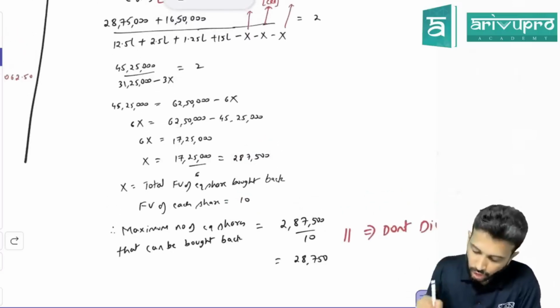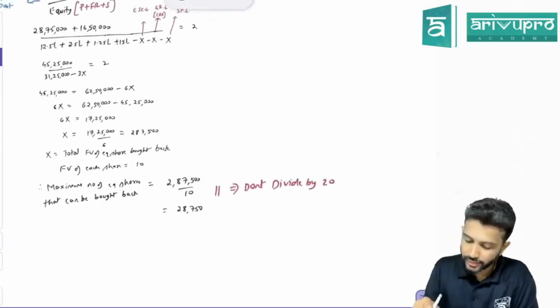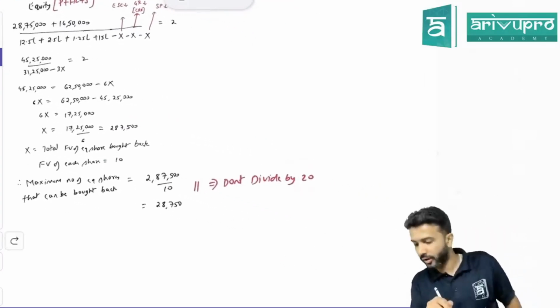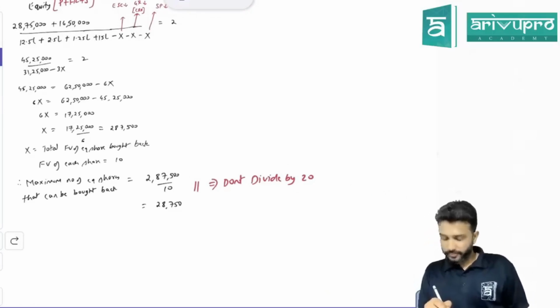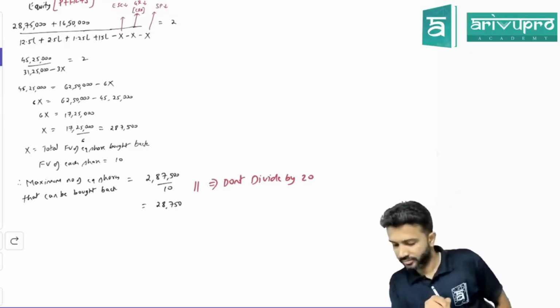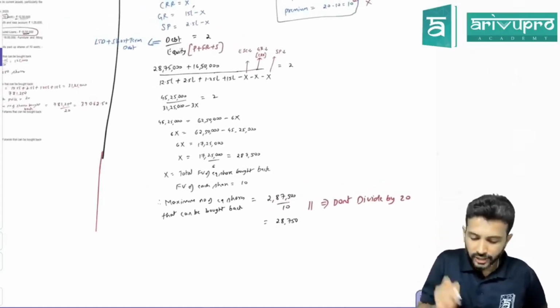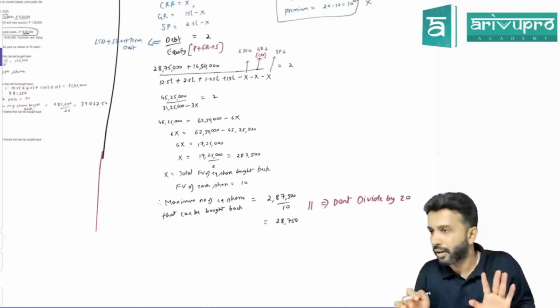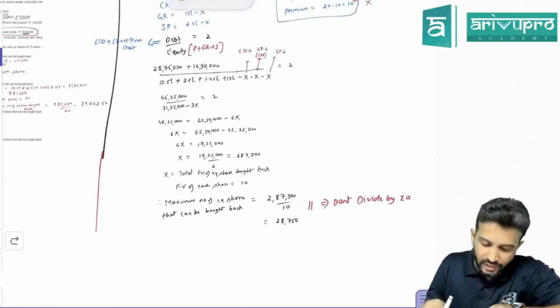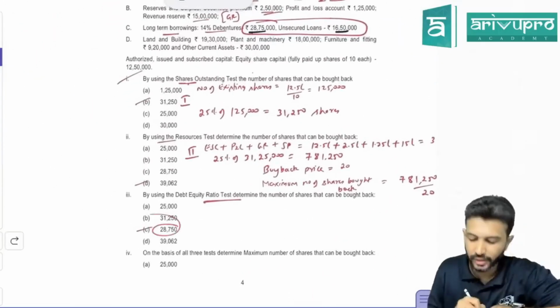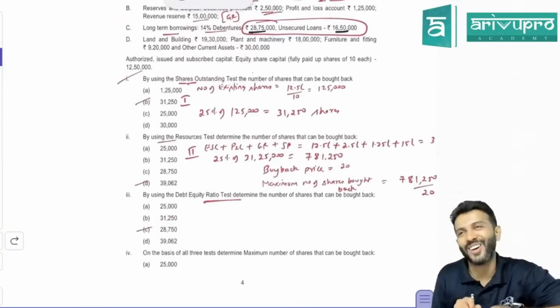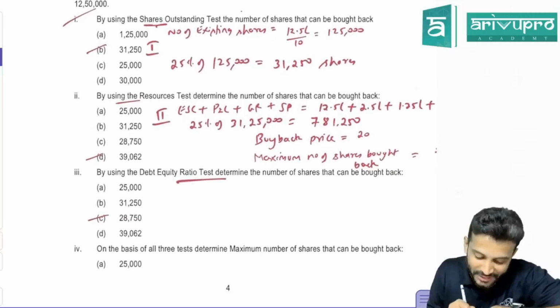So how much are you getting? 2,87,500, that is what we said over here. All right. So this is the thing about buyback. How many shares did you get over here? 28,750. Which option has 28,750? Chennai has this. Okay. Chennai always has the right option.